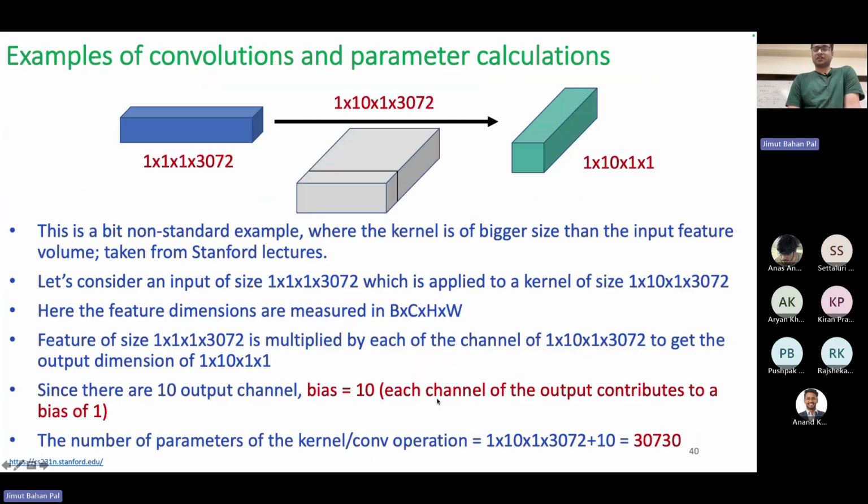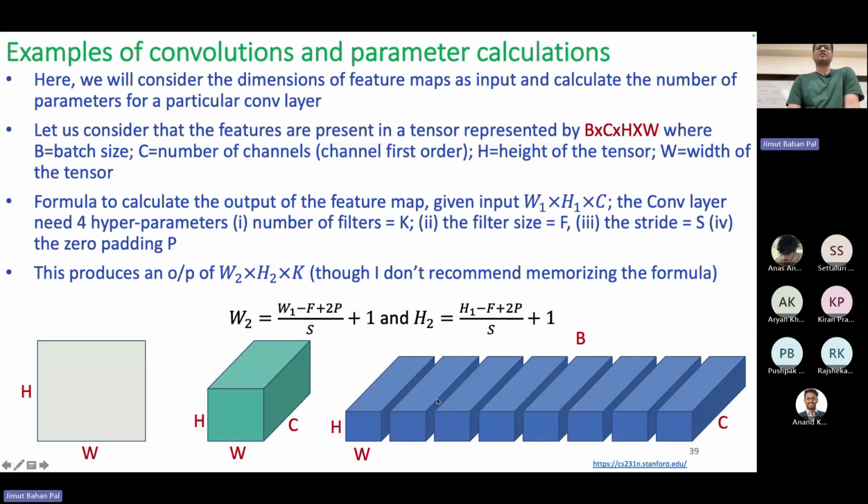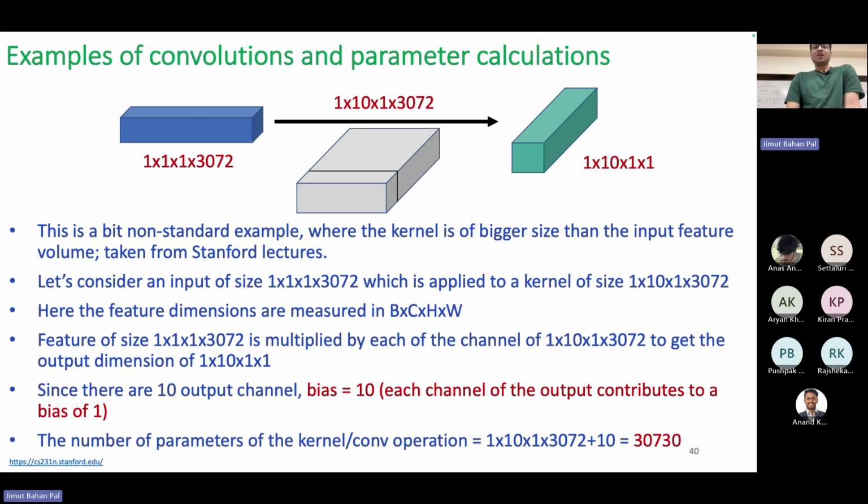When you are dealing with computation in GPU, you use a larger batch size to harness the compute power of the GPU more. These examples are taken from Stanford lectures. I think it is CS231n or something. There is a particular course for convolutional neural networks at Stanford, so you can go through those examples for parameter calculations from there.